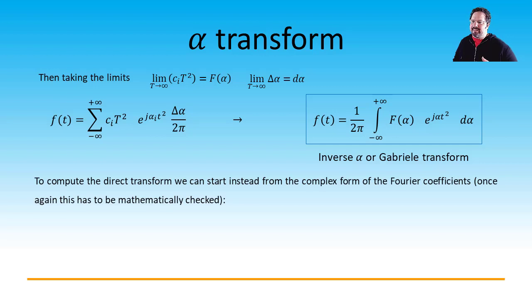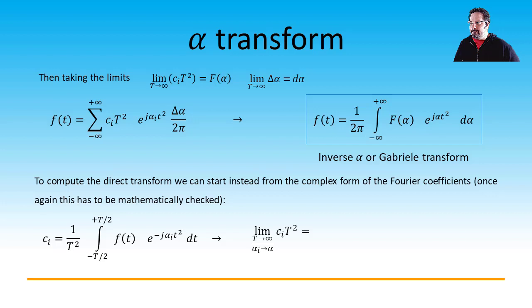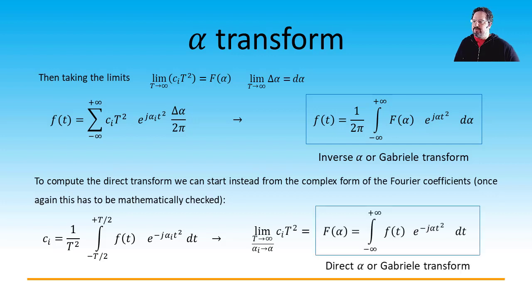To compute the direct transform, we can start instead from the complex form of the Fourier coefficients. Once again, this has to be mathematically checked. Ci equals 1 over t square, integral, etc., etc. That leads to f of alpha equals integral of f of t e raised to negative j alpha t squared dt. And this is the direct alpha or Gabriel transform.